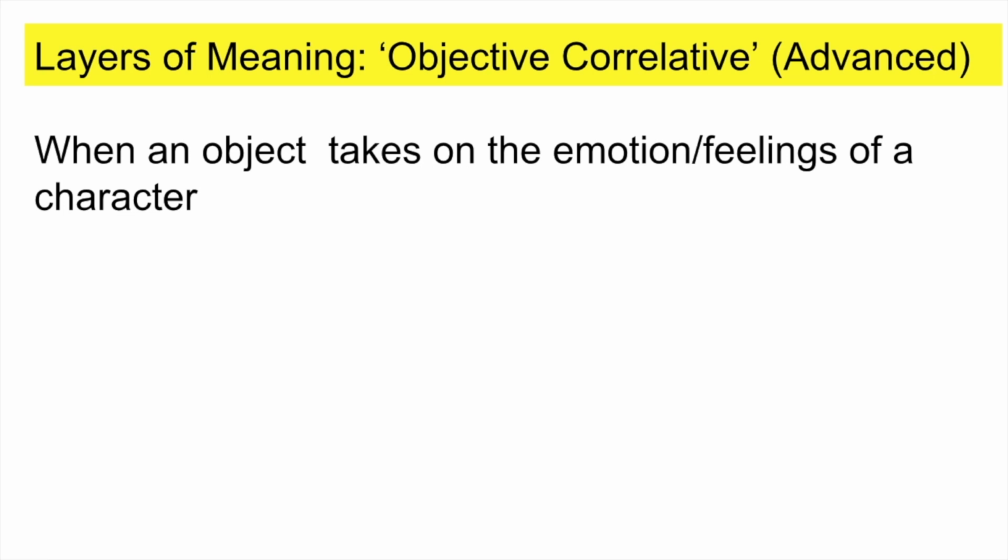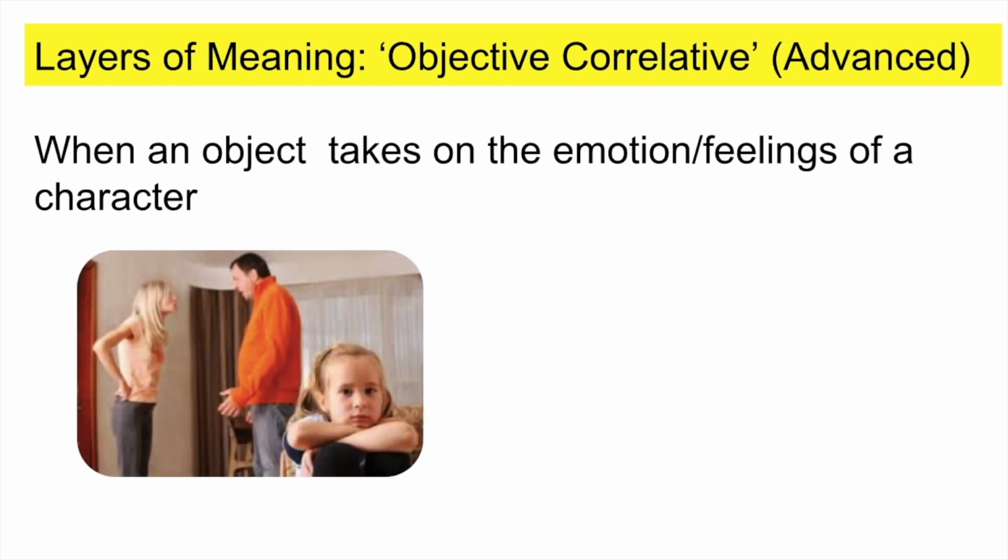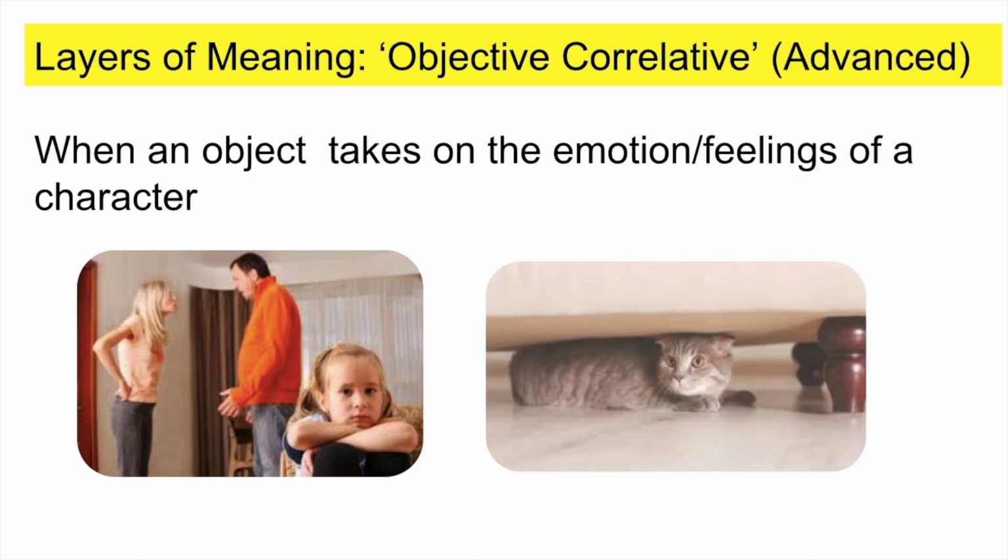So, for example, if there's an argument in your piece, you take a moment to describe what a cat is doing or describe something else in that piece. Now, whenever that cat comes back up in the story, that cat is symbolizing the feelings or the emotions that the character felt when that argument was taking place.